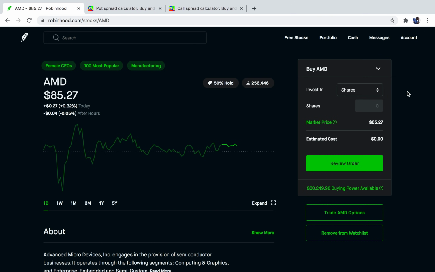Now, today I want to talk about the difference between credit spreads and debit spreads, and in particular the put credit spread and the call debit spread, and why I prefer the call debit spread over the put credit spread.